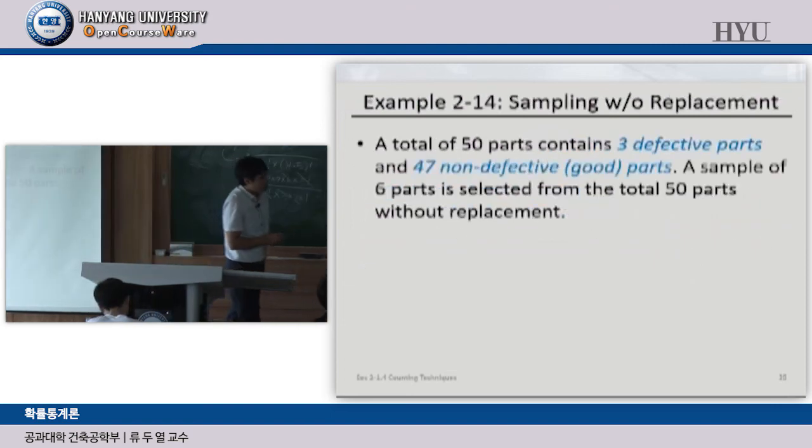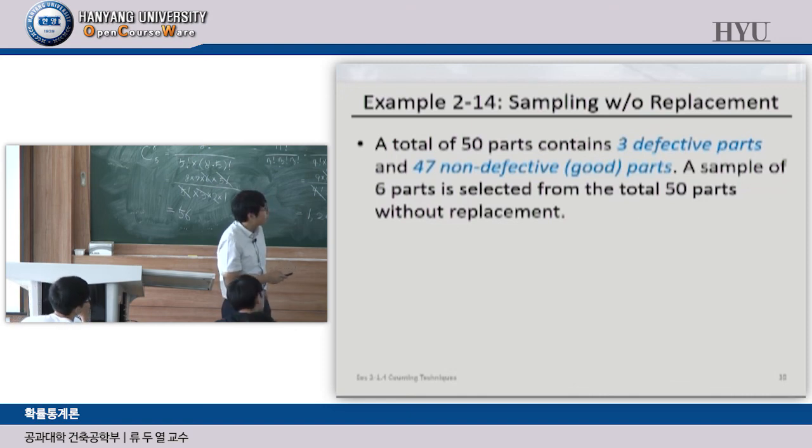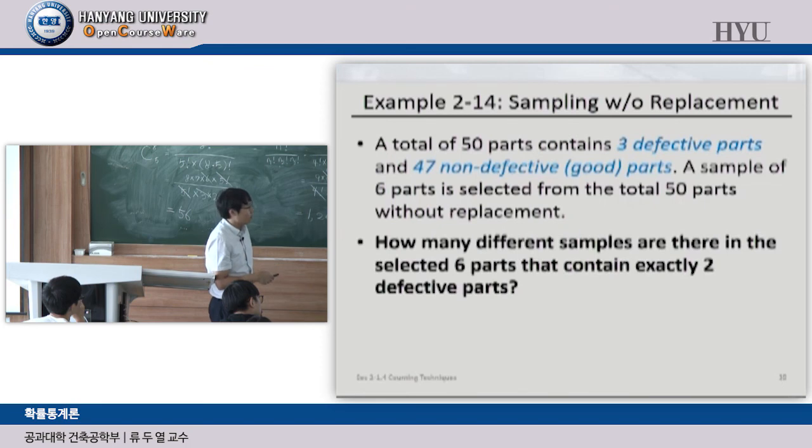And this is another example. This is example 2-14. In this case, the sampling is generated with replacement. A total of 50 parts contains 3 defective parts and 47 non-defective, or good, parts. A sample of 6 parts is selected from the total 50 parts with replacement. How many different samples are there in the selected 6 parts that contain exactly 2 defective parts?